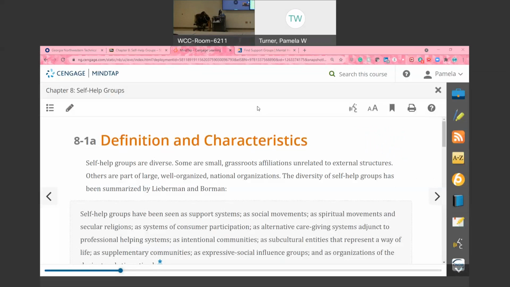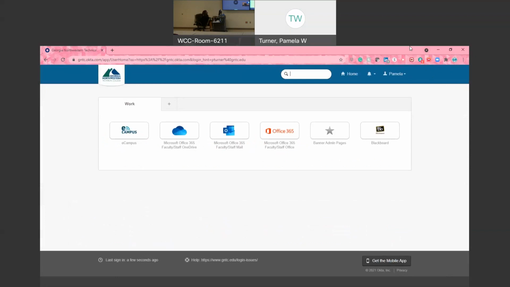And today we are looking at the definitions and characteristics of self-help groups. So we've talked a lot about leader-led groups. We've talked about task groups. So now we're going to talk about self-help groups. Before we define it, let's go back and look at what it might look like, some examples.